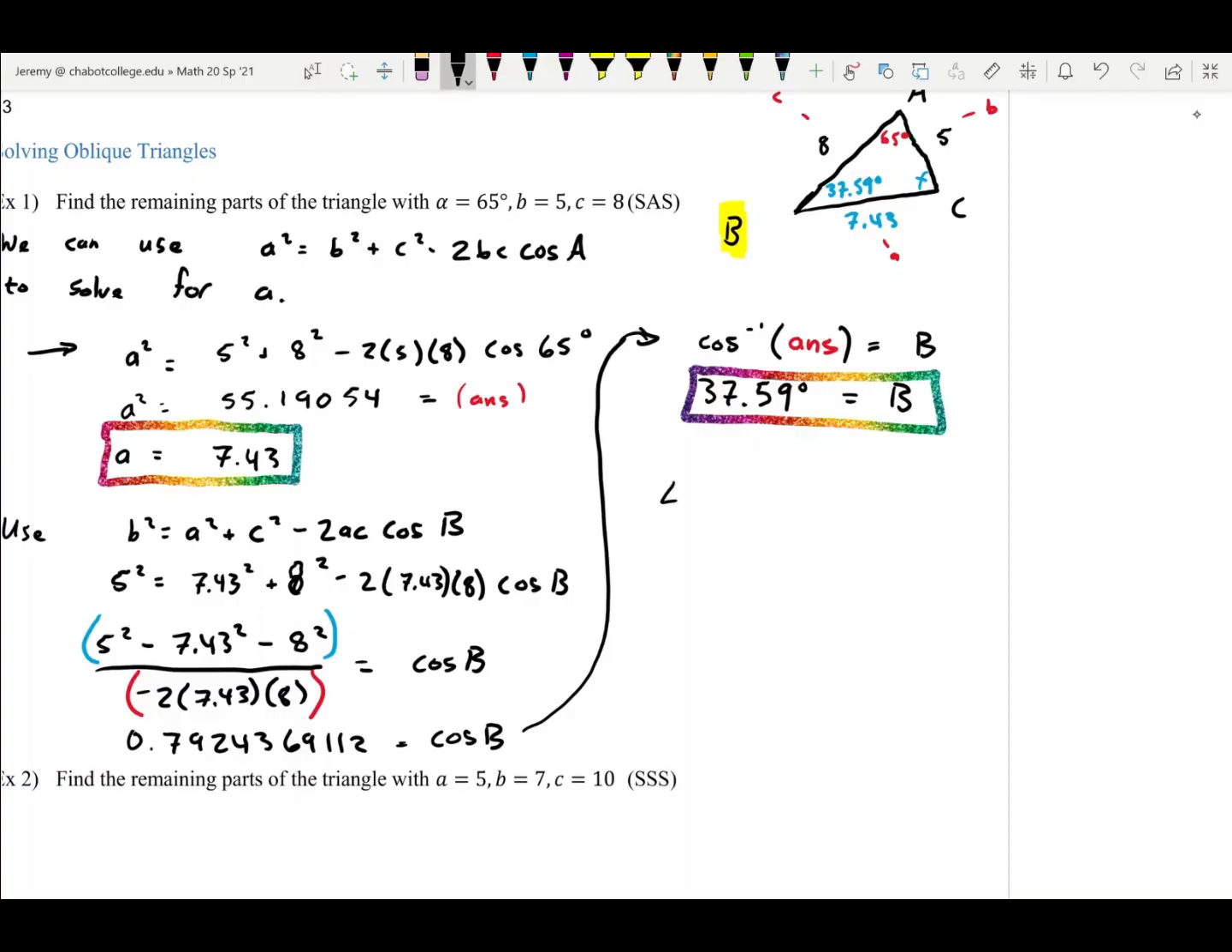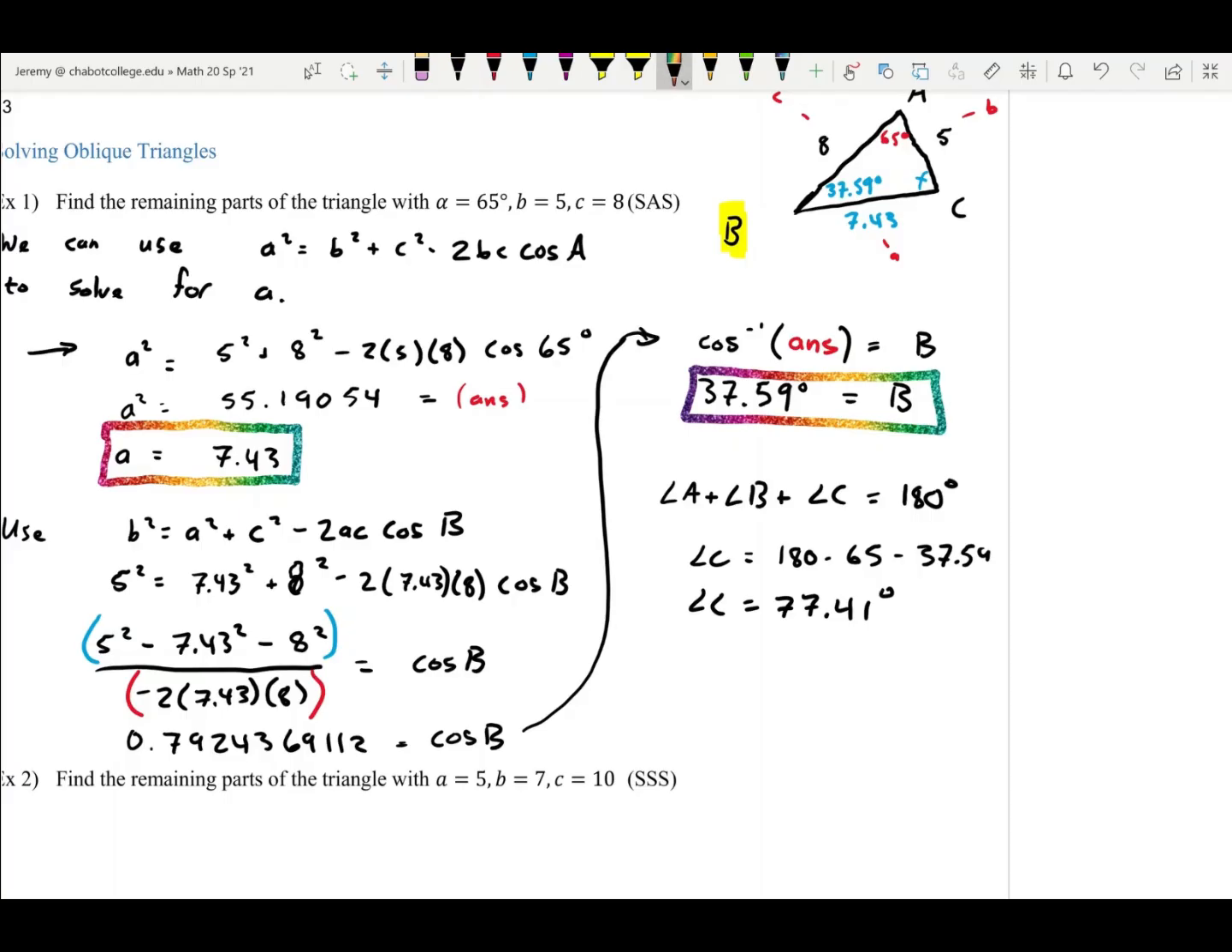For this, I'm just going to note that angle A plus angle B plus angle C should add up to 180 since they're all in a triangle. So that means that angle C is going to be equal to 180 minus 65 minus 37.59. So do that subtraction, and what I am left with is angle C is equal to 77.41 degrees.